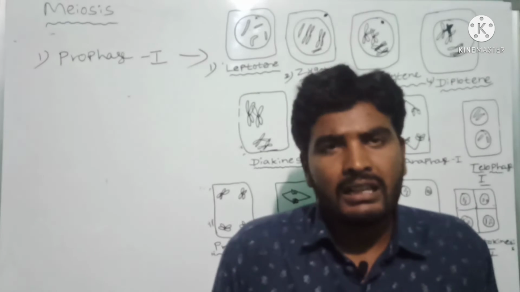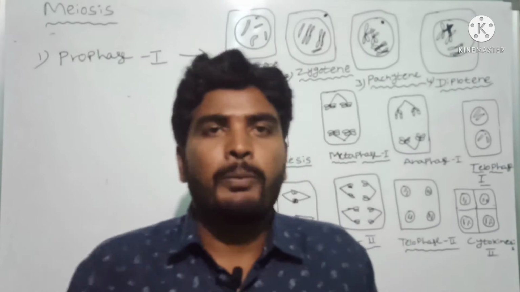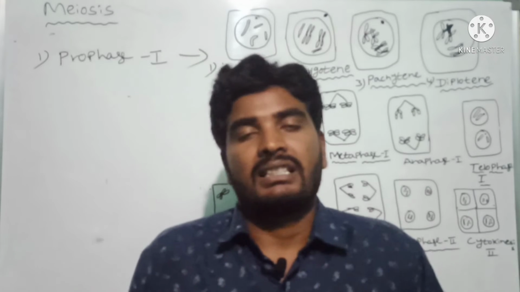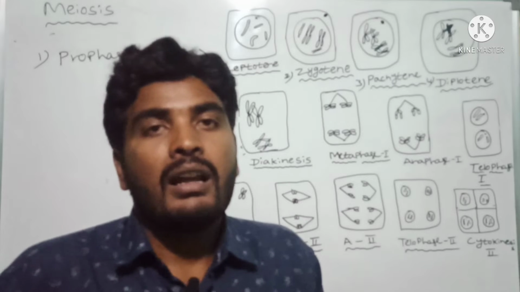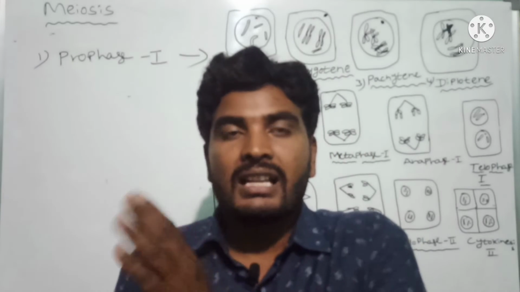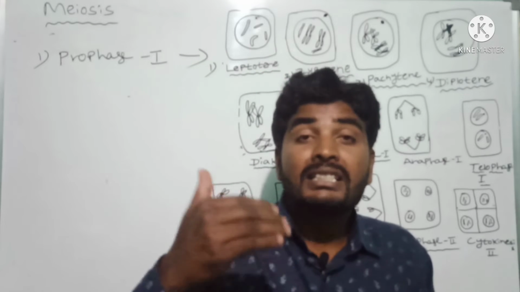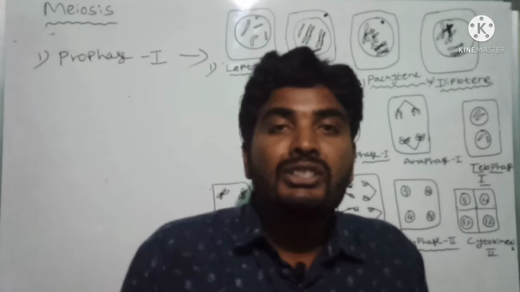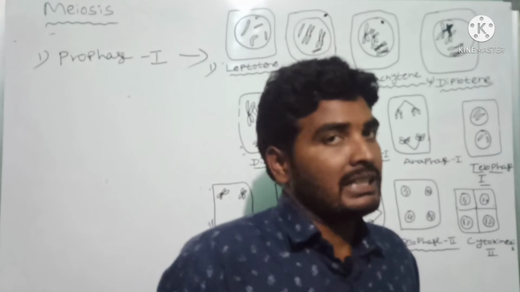In an animal cell, centriole duplication occurs in the cytoplasm at S phase of interphase, and the centrioles migrate to opposite poles and initiate the spindle formation.